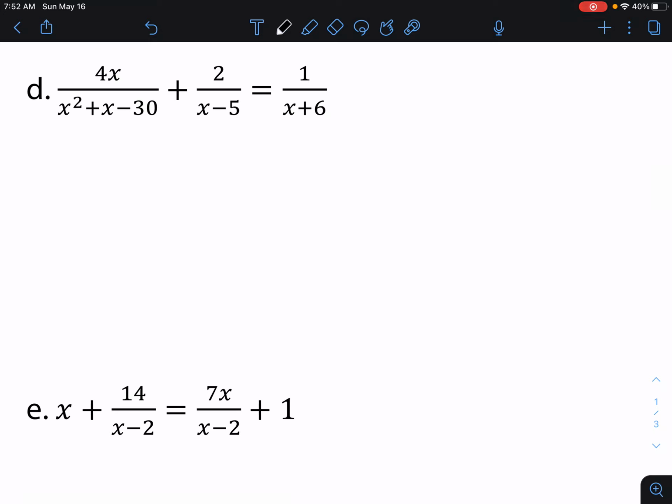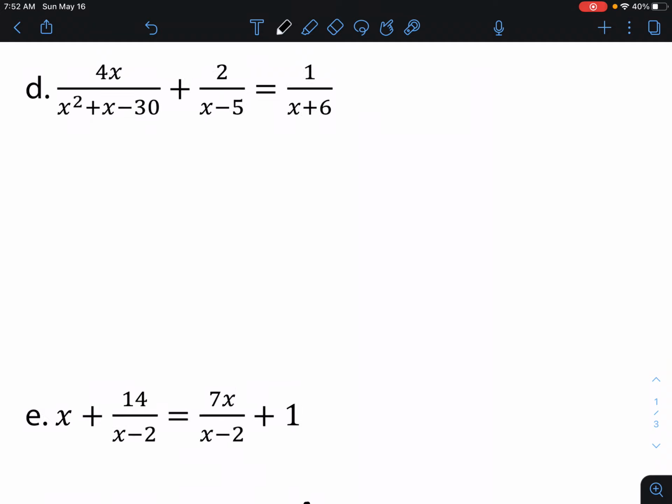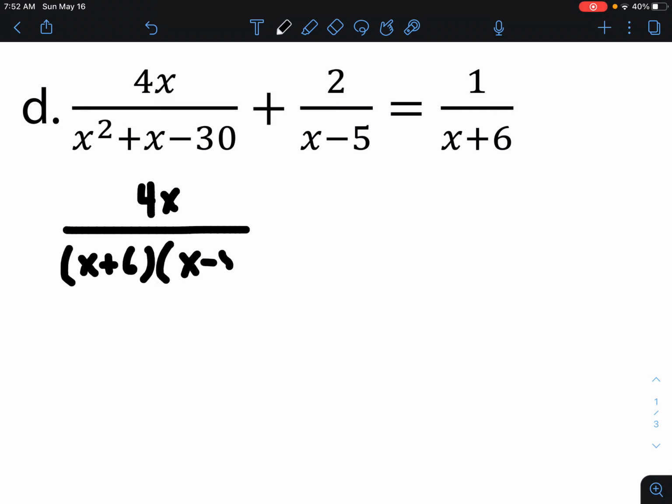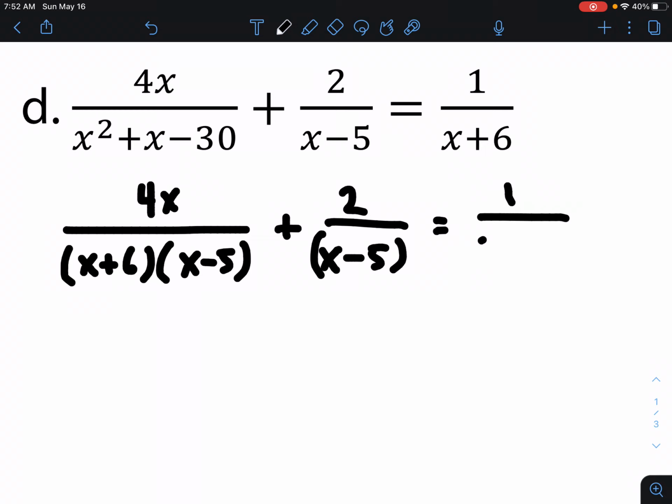Now with these, if I try to show the distributing and everything, it's going to get kind of messy. So I might try to do this one a little bit differently. I'm going to notice that this first fraction has a trinomial that can be factored into a couple of binomials. So I'm going to do that, 4x over, and I know it's going to be x plus 6, x minus 5. And then I'm going to rewrite the rest of the equation, and put these binomials in parentheses like we should to make it easier.